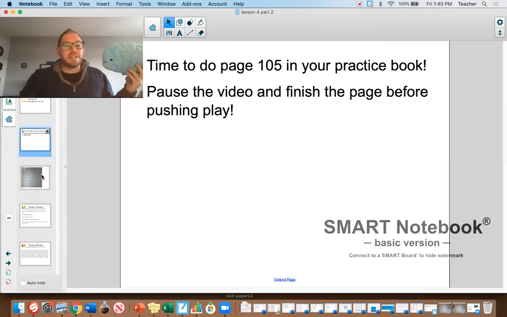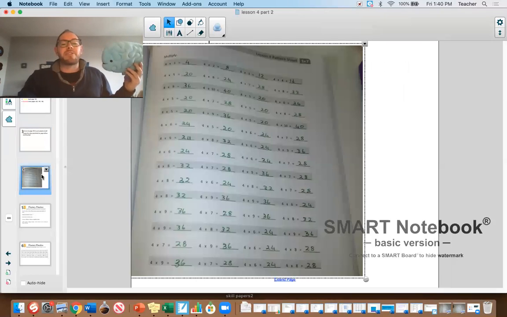Welcome back, grade threes. All right, we are going to be looking at the answers from our practice book. Remember, this is page 105. I'm going to do the first row as an example, and then I'm going to ask you to go through and check your work and say the multiplication sum and the answer. So we could say 4 times 1 is 4, 4 times 2 is 8, 4 times 3 is 12. 4 times 4 is 16. Yep. All right, grade threes, go through and check the rest of your work.